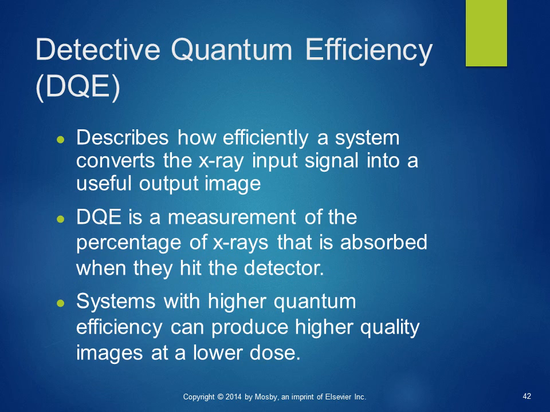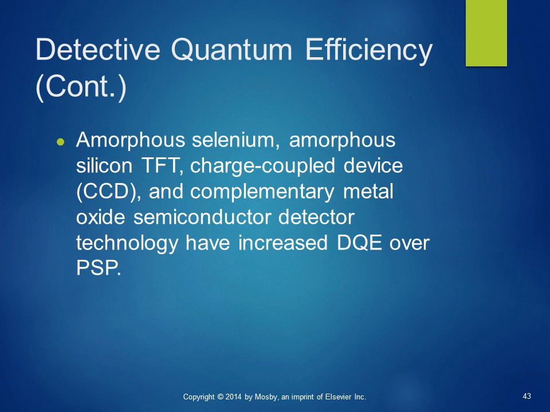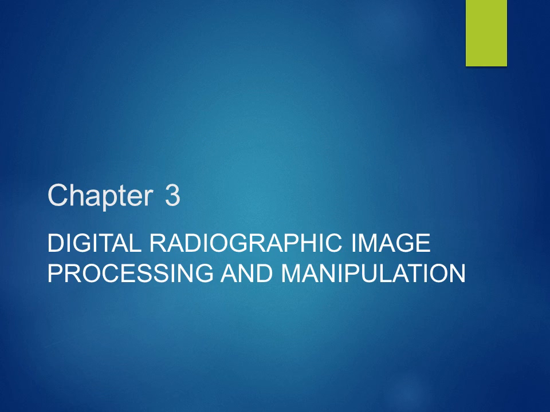DQE, Detective Quantum Efficiency, describes how efficiently a system converts the X-ray input signal into a useful output image. DQE is a measurement of the percentage of X-rays that is absorbed when they hit the detector. Systems with higher quantum efficiency can produce higher quality images at a lower dose. Amorphous selenium, amorphous silicon, TFT, charge-coupled device, CCD, and complementary metal oxide semiconductor detector technology has increased DQE over PSP.